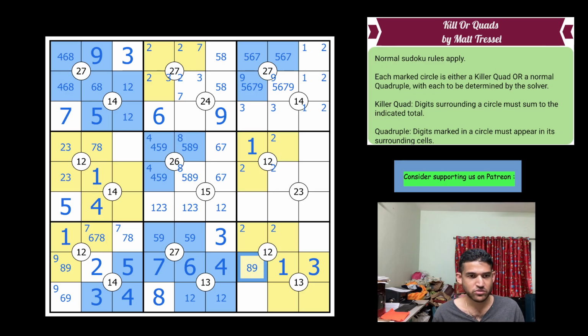Okay, look at this 23 clue which we haven't yet looked at. Can this be a quadruple? You can instantly rule that out. You don't have a 3 here, you don't have a 3 here. So if this is a quadruple, 3 is forced here. But that forces 2 outside this area, right? So it cannot be a quadruple, it has to be a killer quad. Make that blue, which means these 4 cells add up to a 23. Okay.